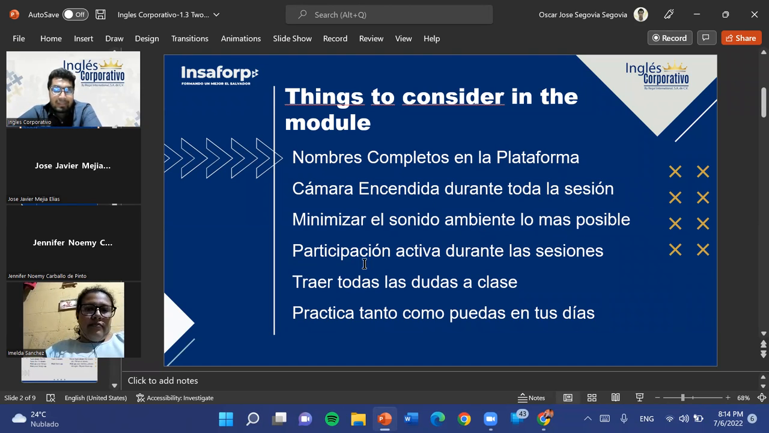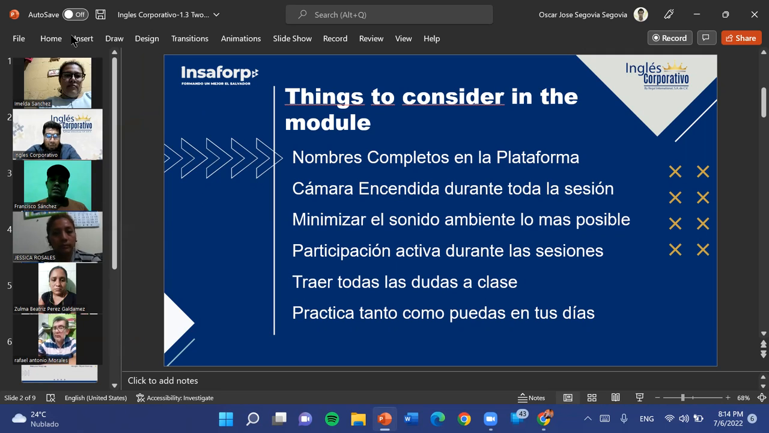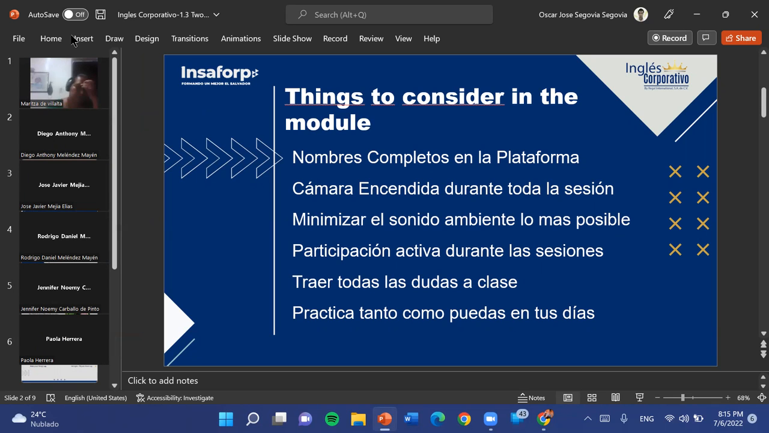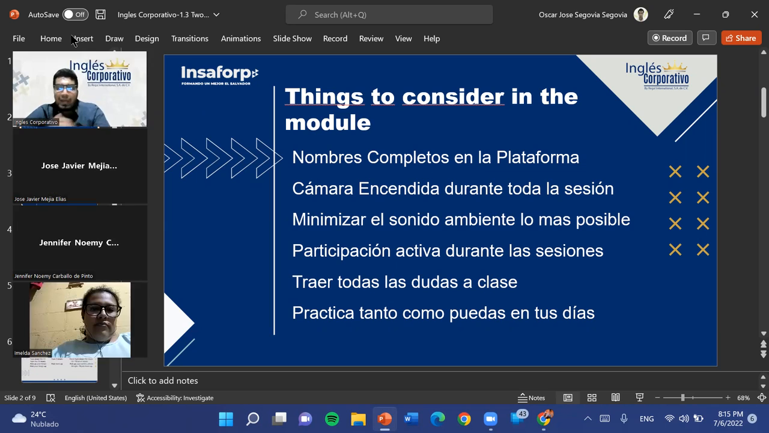Okay, next one is active participation during the sessions. I think that for many of you, and I have received this commentary before, it is like the only time you have for practice. It's the only place and time when you come and practice. So please, please, please, every time you have the chance to have a little bit of practice, do it. Do not hesitate.